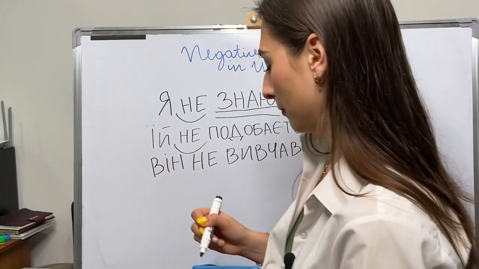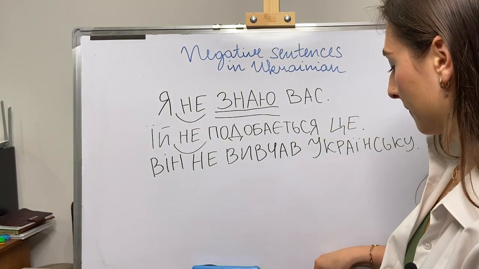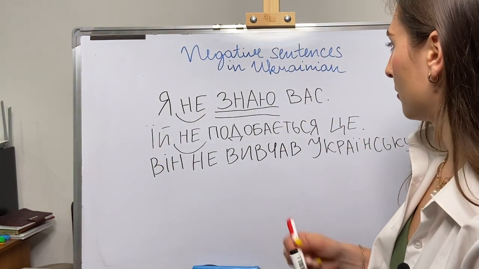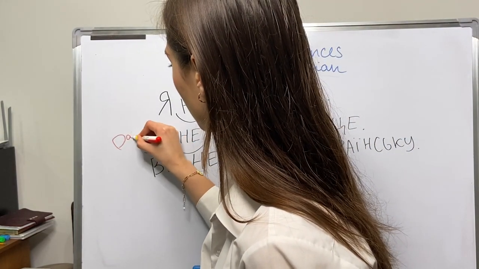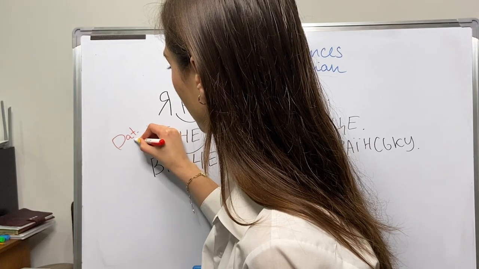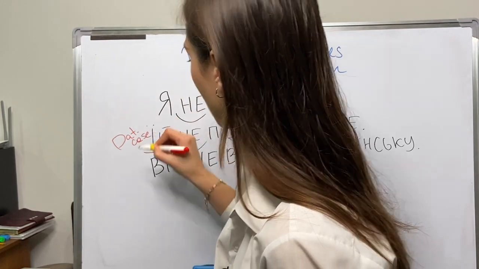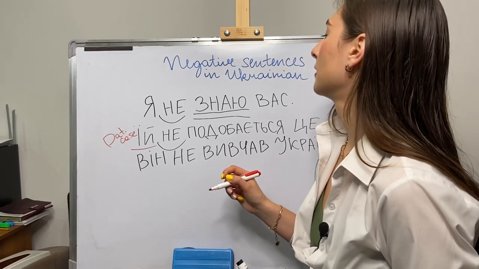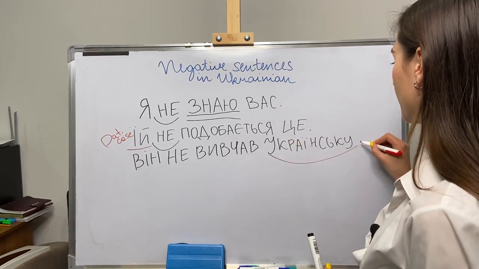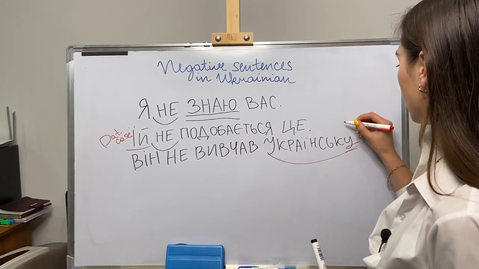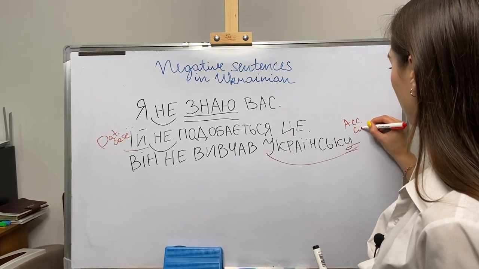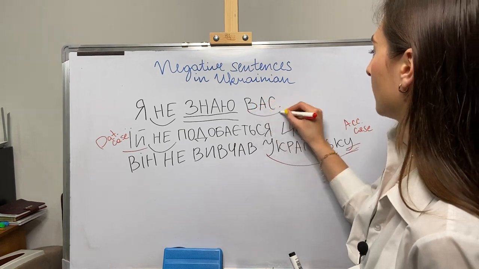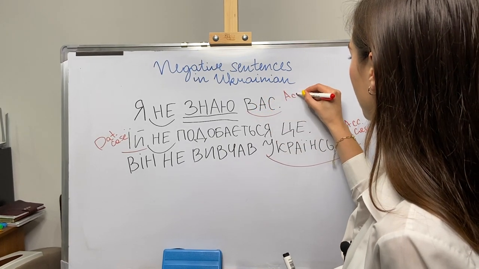Українську. So let me just write here the dative case, just to show you. This is dative case. Так. And here українську, you can see ending U. This is accusative case.